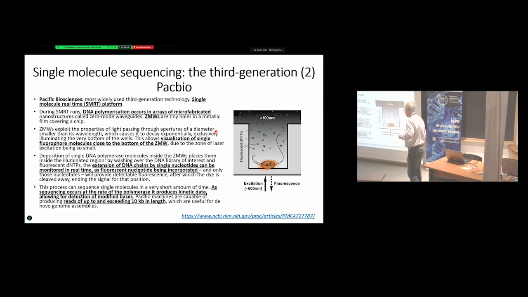And so that gives you information not only about the binding, but also the time course of the binding. So you have kinetic data, which can be interesting to monitor information about the modification of some bases. And the technology is compatible to read a sequence up to 10 kilobase in length. And so that's particularly useful for de novo genome assemblies.